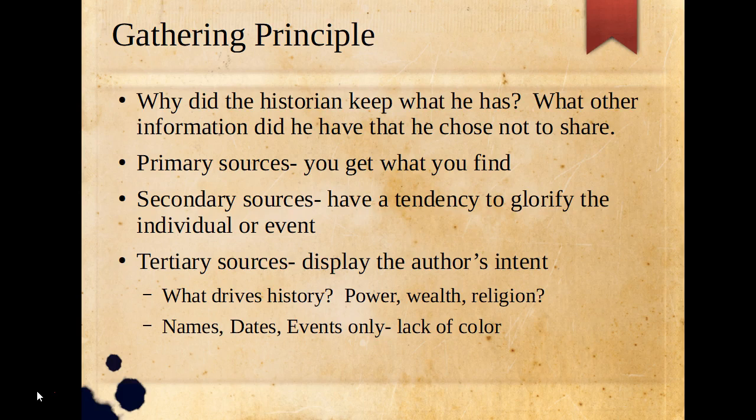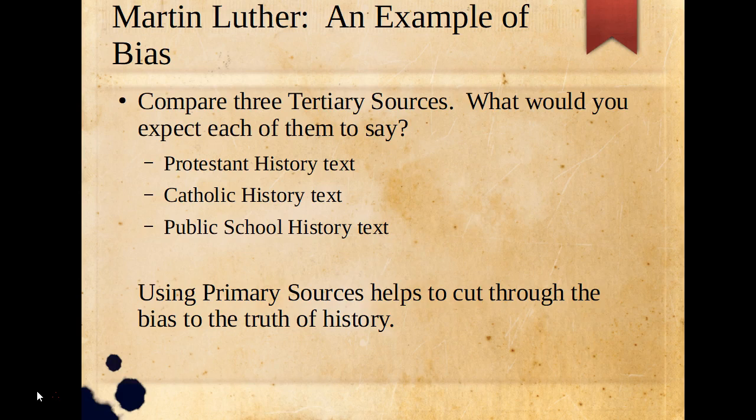Primary sources, secondary sources, and tertiary sources really display the author's intent. And so you're getting from them what they believe drives history. What is it, power or wealth or religion? And again, sometimes tertiary sources have lots of names and dates and events, but they took all the color out of it. So there we are. Those are the three sources and how bias sometimes comes into play.